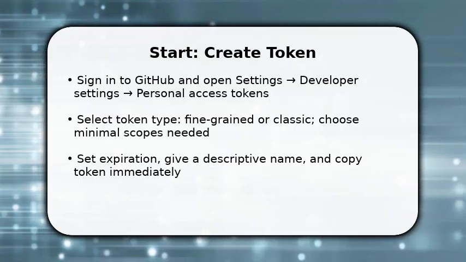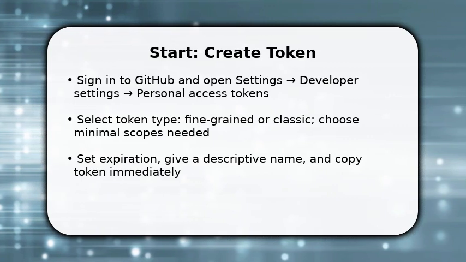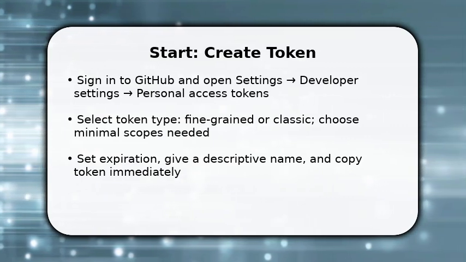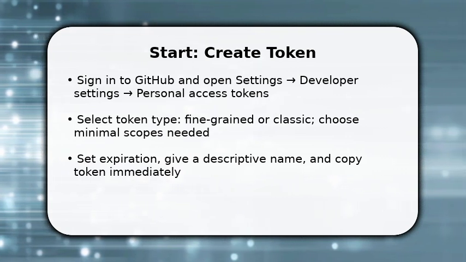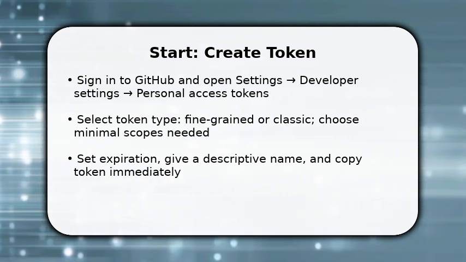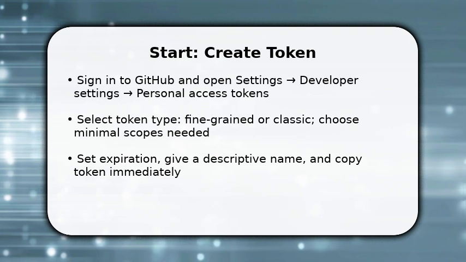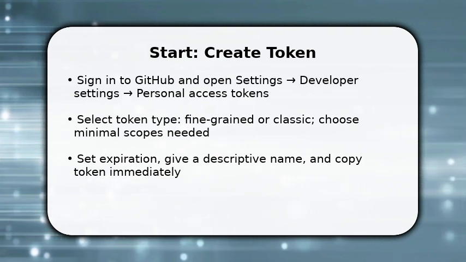You're creating a personal access token now. Sign in and go straight to developer settings. Once there, choose whether you need a fine-grained token or a classic token based on repository scope. Make sure to pick only the scopes you'll use because smaller scopes reduce risk.